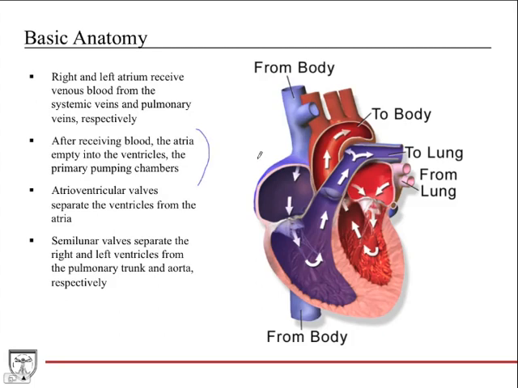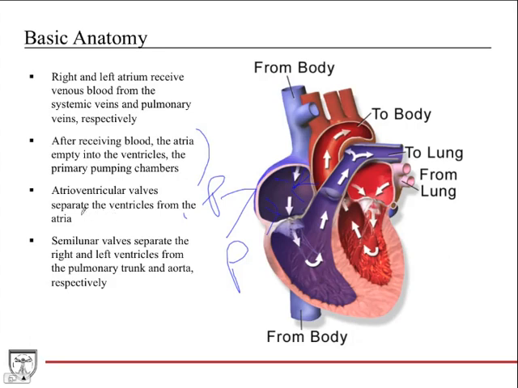We'll start here. After receiving the blood from their respective sources, the atria serve to empty the blood into the primary pumping chambers, which are the ventricles. The main driving factor of blood from the atrium into the ventricle is actually the pressure gradient. The pressure at this point is higher in the atrium than it is in the ventricle, and that's what drives it. A secondary force pushing blood in is that the atria themselves also contract to push blood in.